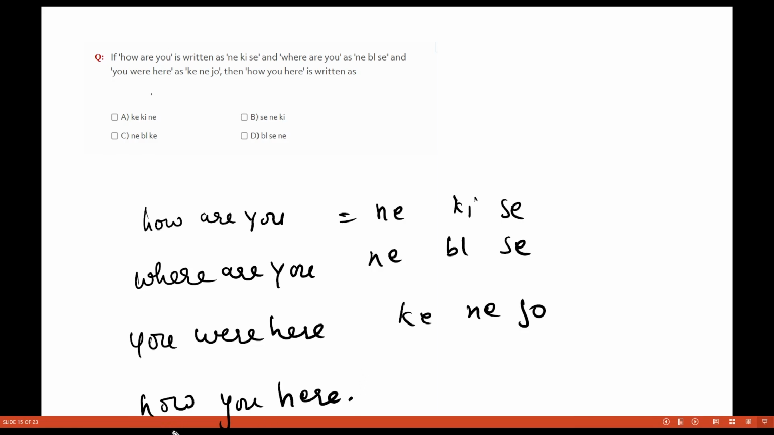So basically we need to know what those words "how" and "you" are. See, in these two sentences, two words are common, R and U, and the words NI and SE are common. We cancel these, so how we get is KI. Where is BL. We don't need where. Okay, fine.